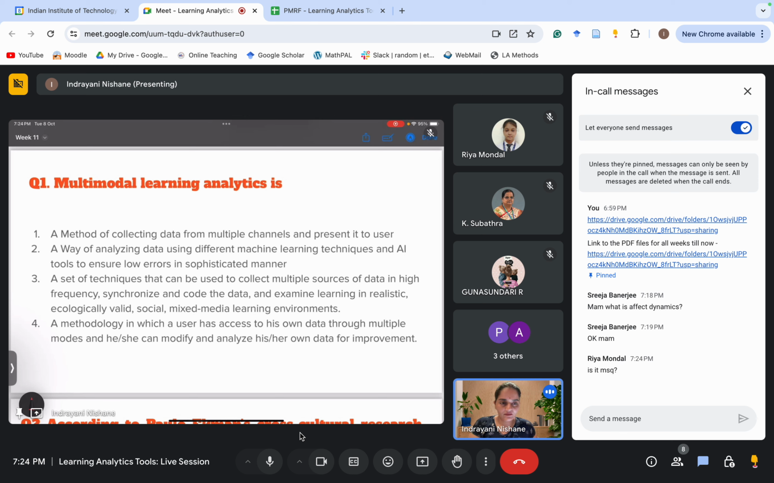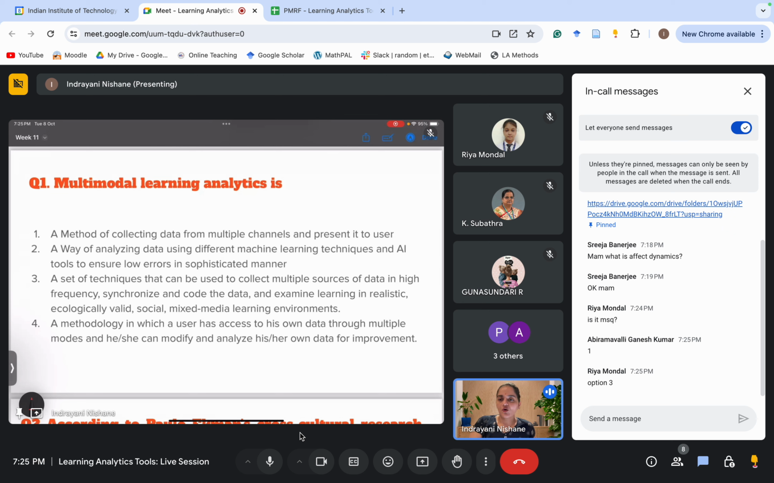Okay, so let me, no, it is not MSQ, it is MCQ. There is only one correct option for this question. Option 1 says a method of collecting data from multiple channels and presenting it to the user. So the first part of the sentence is correct.